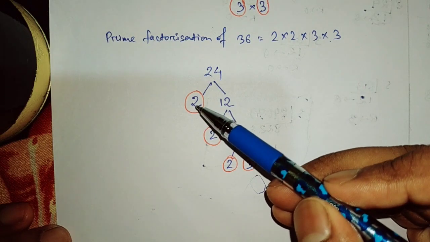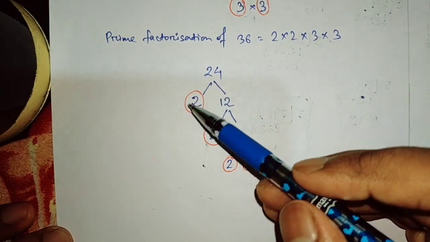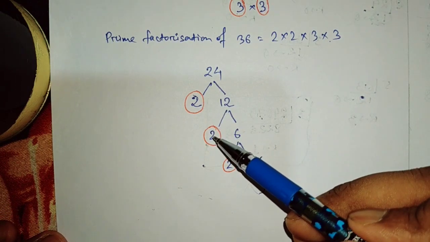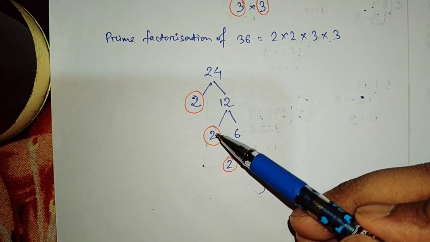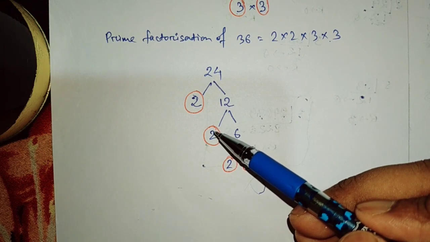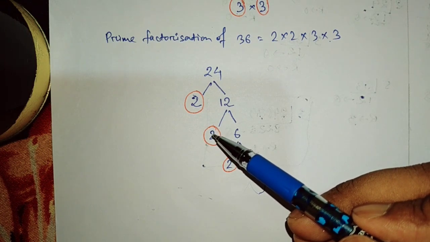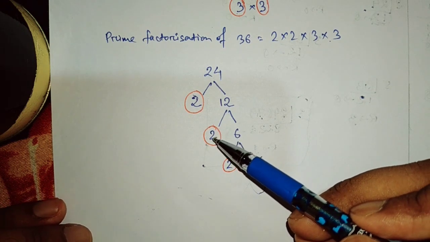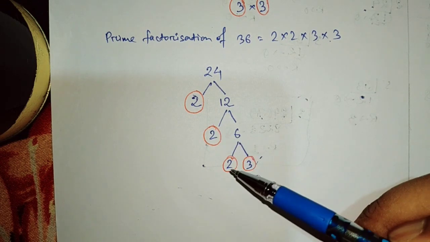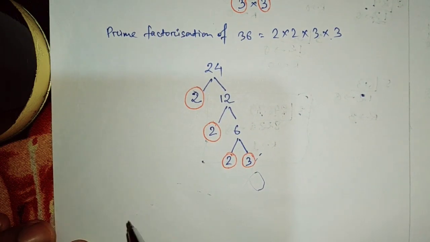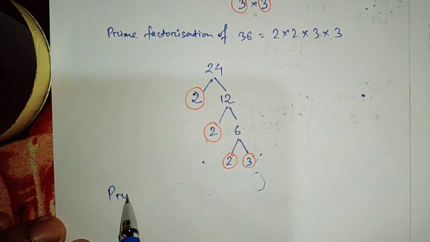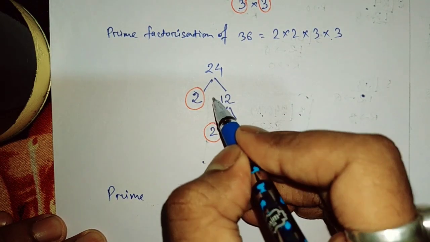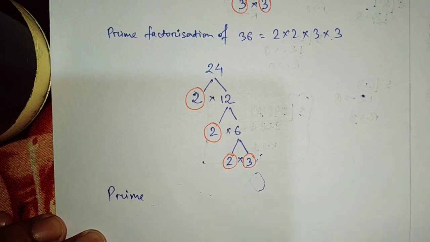Always remember, in this part we have to try with the smallest prime number. Again, when you reach here, we have to start again with the smallest prime number. If it doesn't work with 2, go for 3. If it doesn't work with 3, don't go for 4, because 4 is not a prime number. So go for 5, then 7 accordingly. So here our prime, so just keep the product symbol.